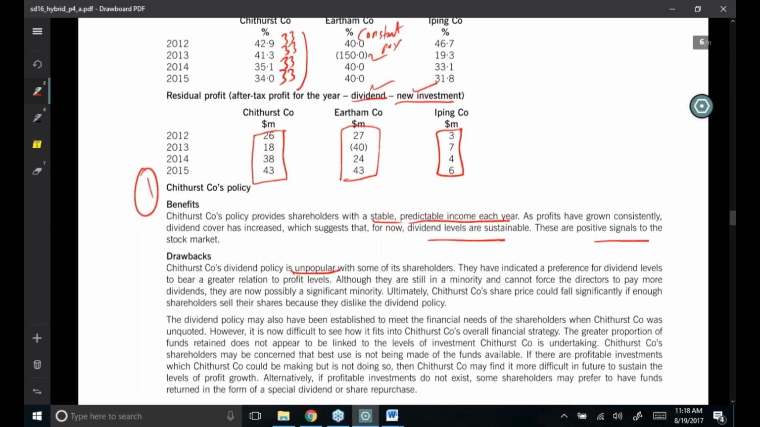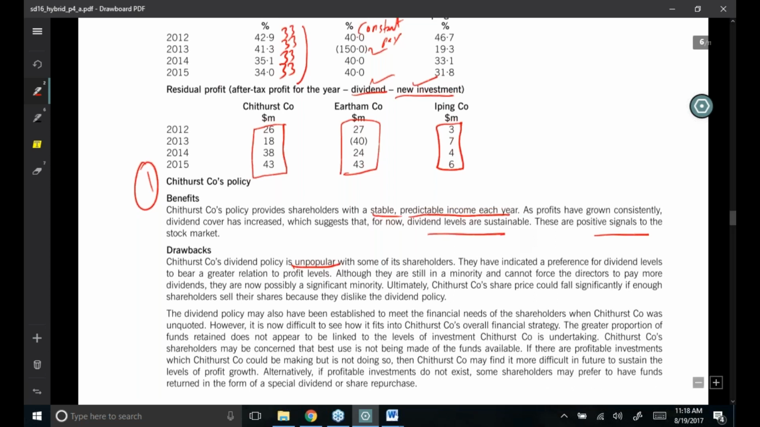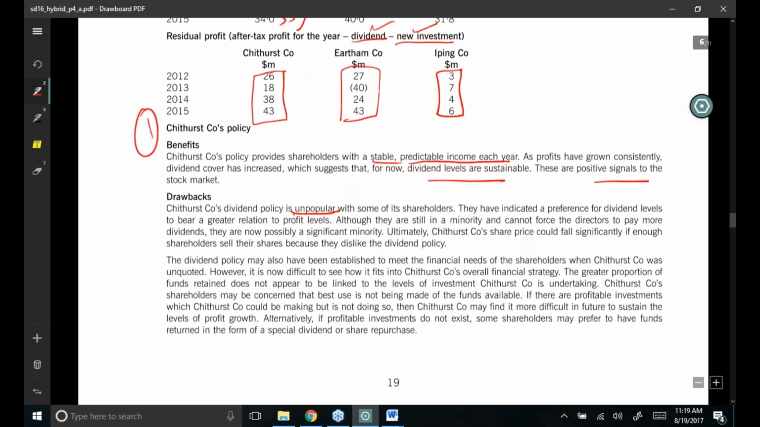Why? Because they need a higher dividend if you are earning higher profits. If you go back to the question and see the trend, this company's profitability is increasing, but its dividends are still stable. So they have indicated their preference for the dividend level to bear a greater relation to the profit level. Although they are still in a minority and cannot force the directors to pay more dividend, they are now possibly a significant minority. Ultimately, the company share price could fall significantly.